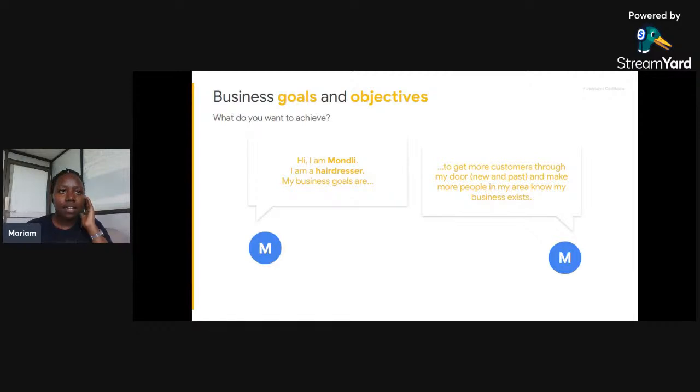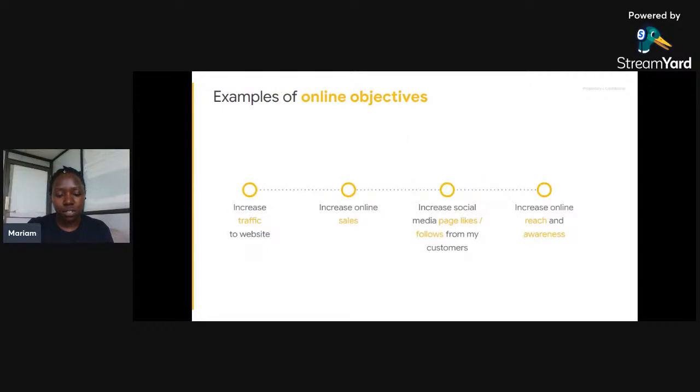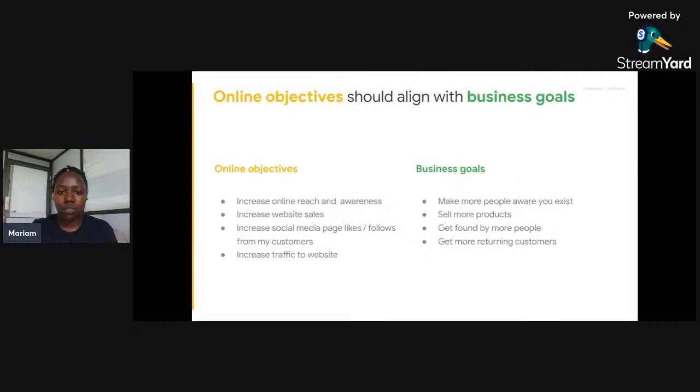So you cannot have a successful business online when you don't even know what you want to achieve. You need to clarify your purpose and identify the necessary actions. Okay. So you can see that you can have a number of objectives online, for example, to increase traffic to your website, to increase online sales, to increase social media pages, likes or follows, and also increase online reach and awareness for your business.